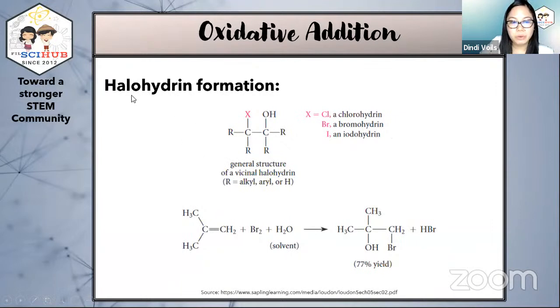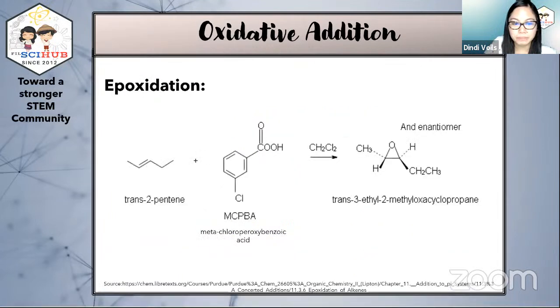Halohydrin formation, so addition of a halide and a hydroxyl group. X being chlorine, bromine, and iodine. So the names become chlorohydrin, bromohydrin, and iodohydrin. And here, as you can see, the hydroxide group gets attached to the more substituted carbon. The halogen gets attached to the less substituted carbon. And again, the explanation is based on the reaction mechanism of this particular reaction.